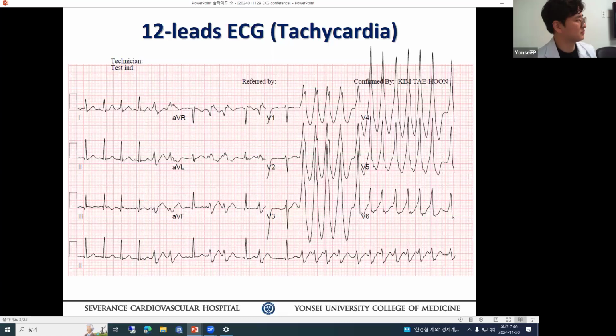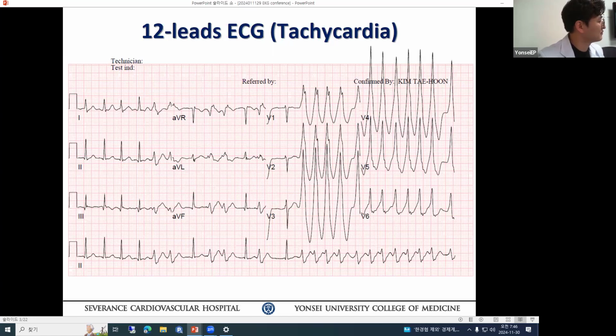There are two choices. So can we exclude the potential VT? Less likely. No, you may not be able to do that. Can you exclude it 100%? No, probably not. Okay, then we have three choices: VT, pre-excitation, and aberrancy.